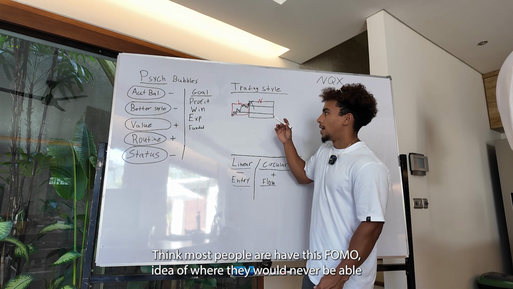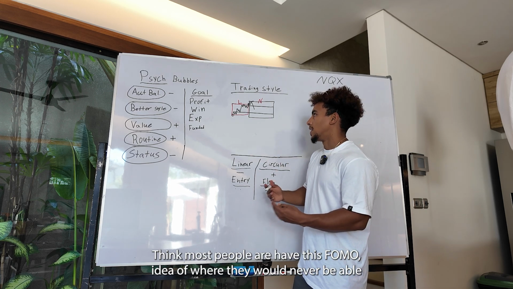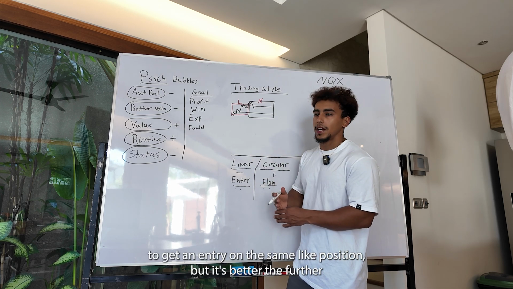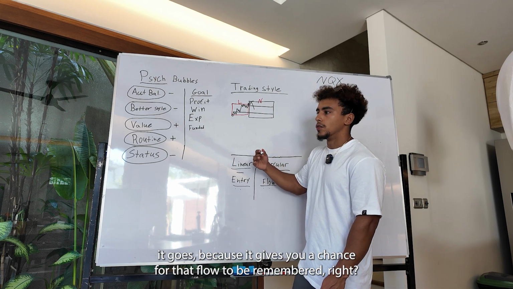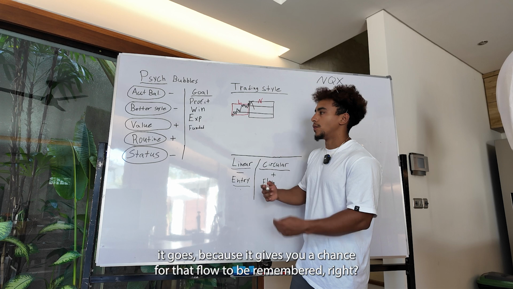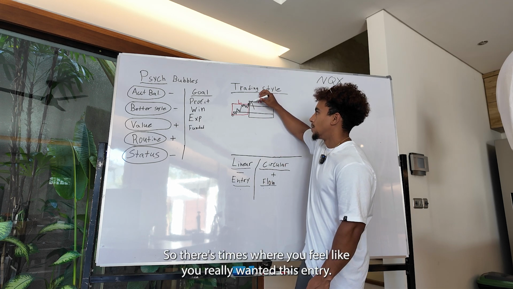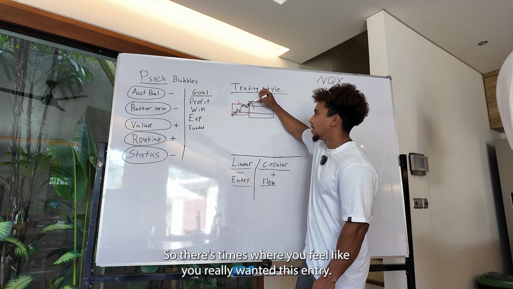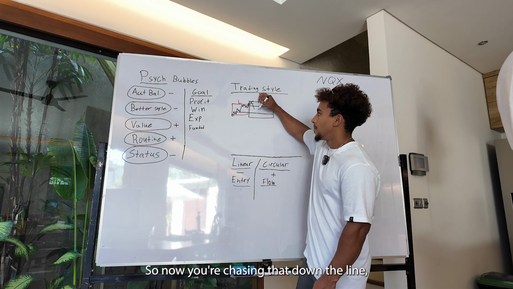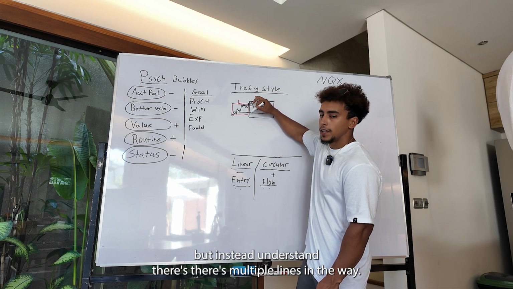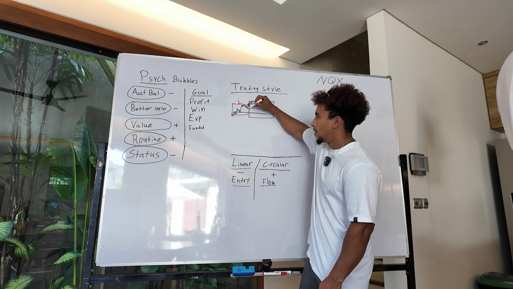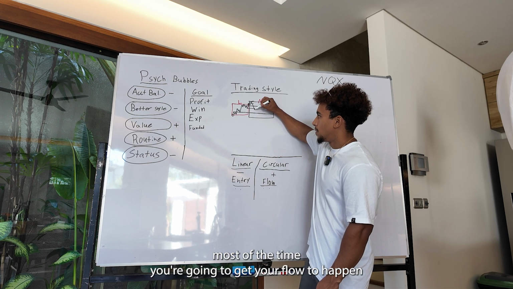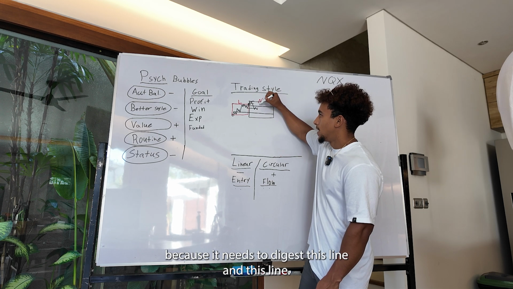I think most people have this FOMO idea of where they would never be able to get an entry on the same position, but it's better the further it goes because it gives you a chance for that flow to be remembered, right? So there's times where you feel like you really wanted this entry, so now you're chasing it down the line. But instead, understand there's multiple lines in the way. So if this drops down, this is a new low. This is where most of the time you're going to get your flow to happen because it needs to digest this line and this line.